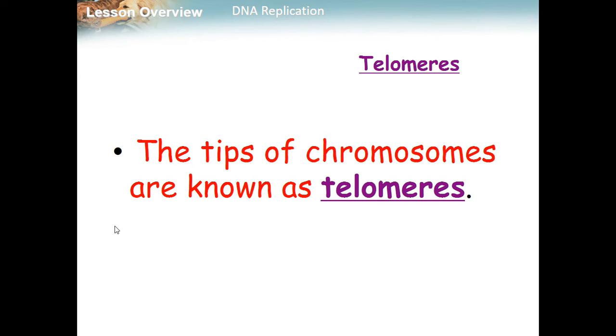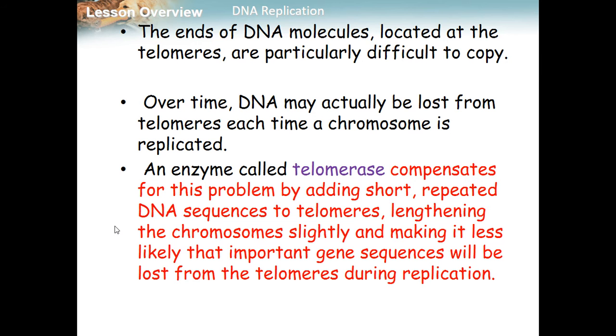Telomeres. There's two videos on telomeres. One of the videos is what is a telomere? The other one is just more on telomeres. The tips of the chromosomes are known as telomeres. The ends of DNA molecules located at the telomeres are particularly difficult to copy. Over time, DNA actually can be lost from the telomeres each time the chromosome is replicated.